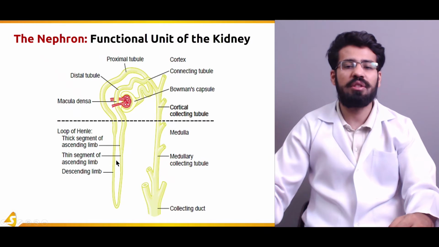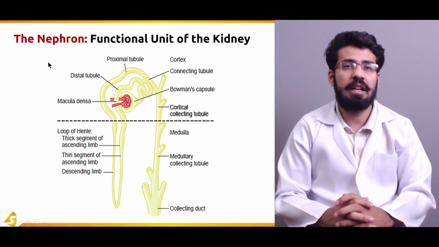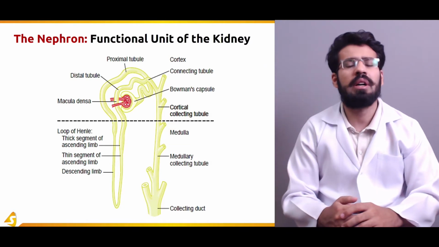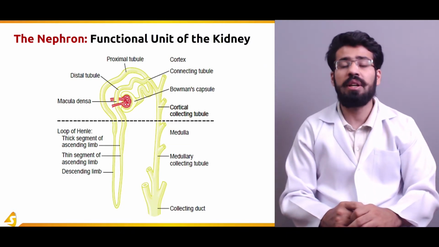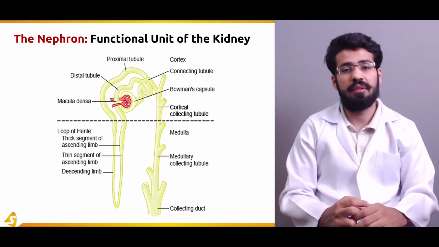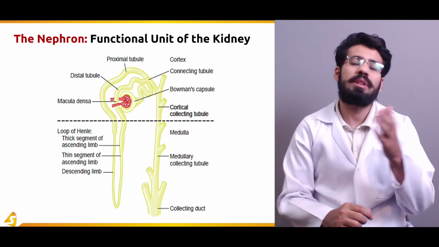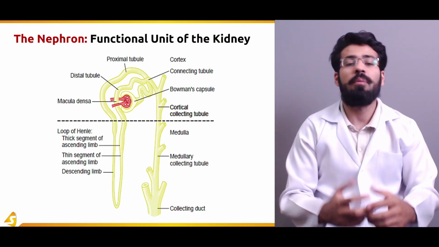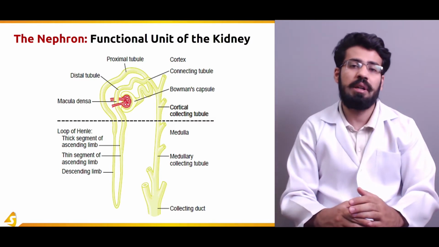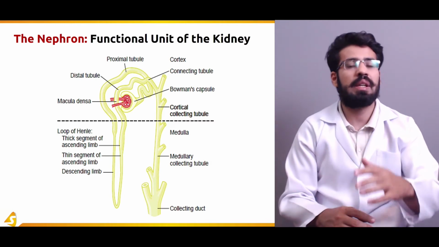Now this is the functional unit of the kidney, which is known as the nephron. It is important to consider that in a particular kidney, on average, approximately 1 million nephrons are present. The important fact about these nephrons is that the kidneys are not able to regenerate them. So whenever a nephron is damaged, it stays damaged. With the passage of age, the number of nephrons starts decreasing, and after the age of 40 or 45, the number of nephrons decreases by 10% every 10 years.